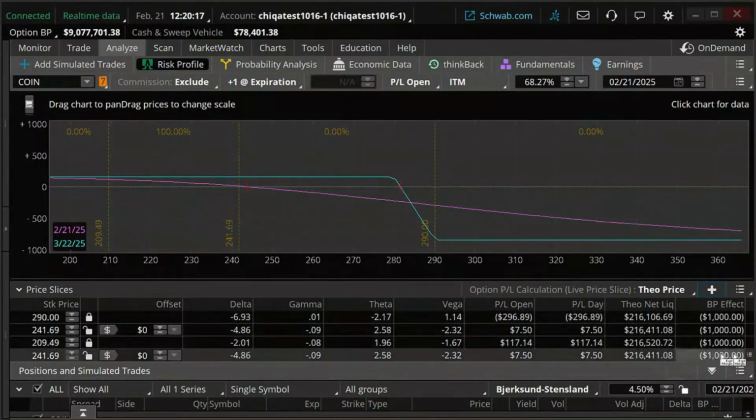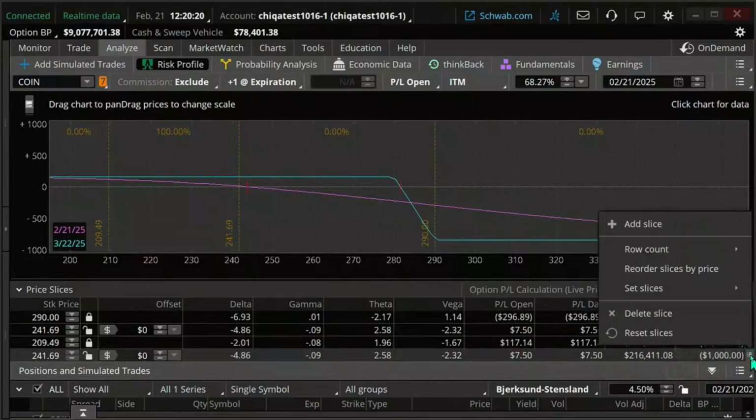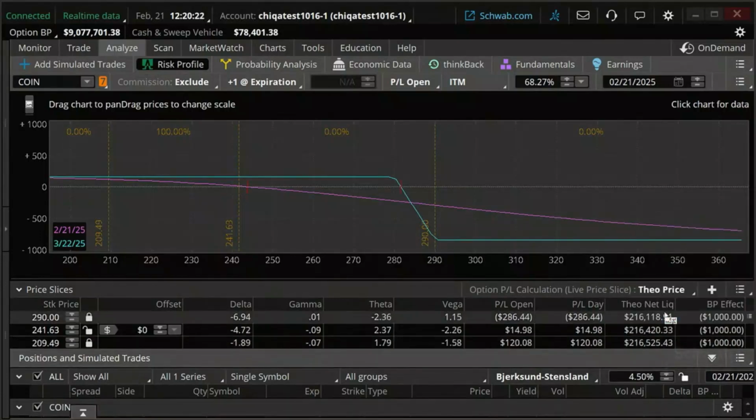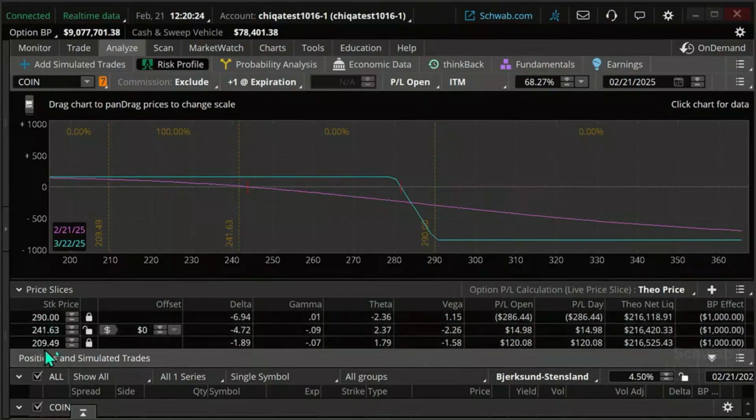And if I want to get rid of one of these slices, I can just go to the right portion of this page and I can delete that slice. You can change these slices to where you want.